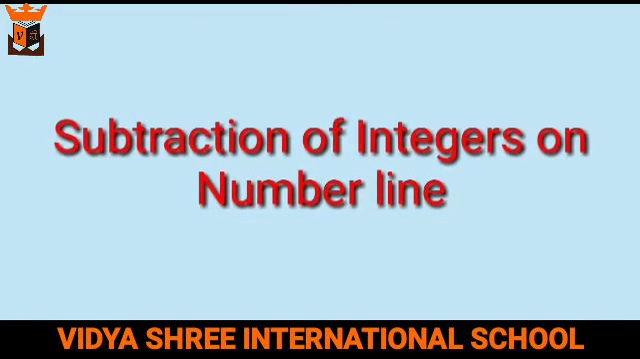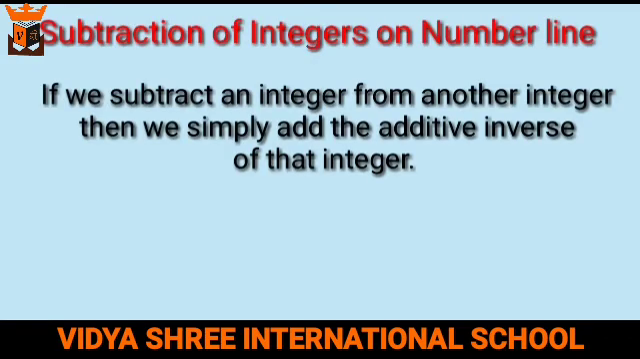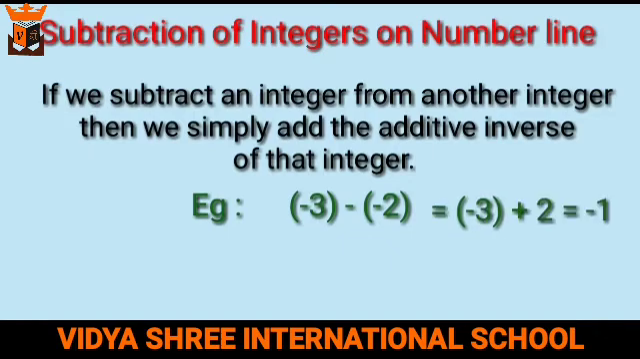Subtraction of integers on number line. If we subtract an integer from another integer, then we simply add the additive inverse of that integer. For example, minus 3 minus minus 2. So minus 3 will remain the same and minus minus 2 becomes plus 2. So minus 3 plus 2 equals minus 1.